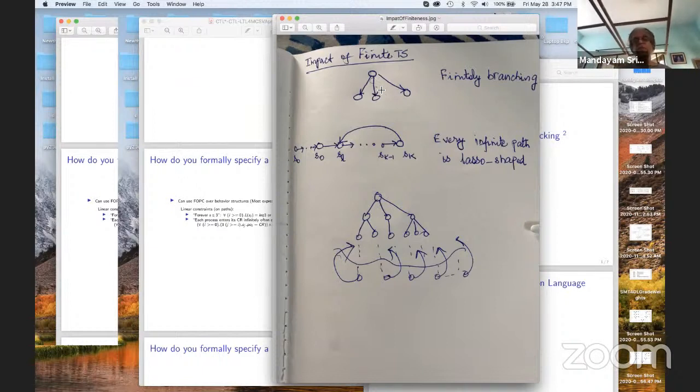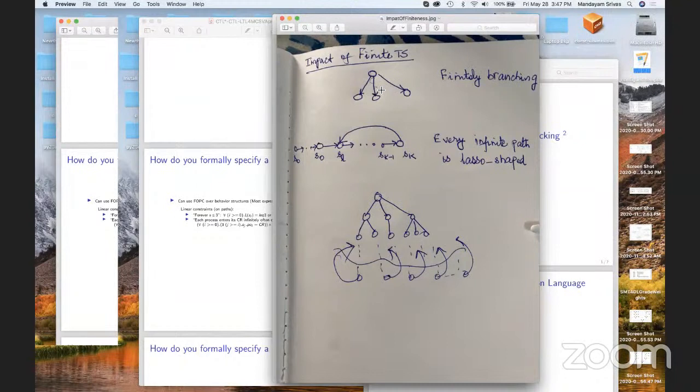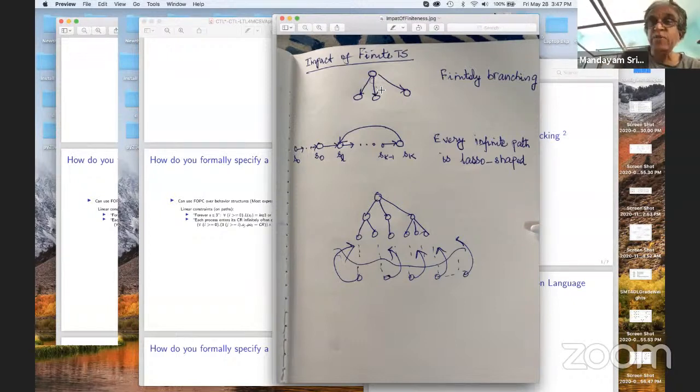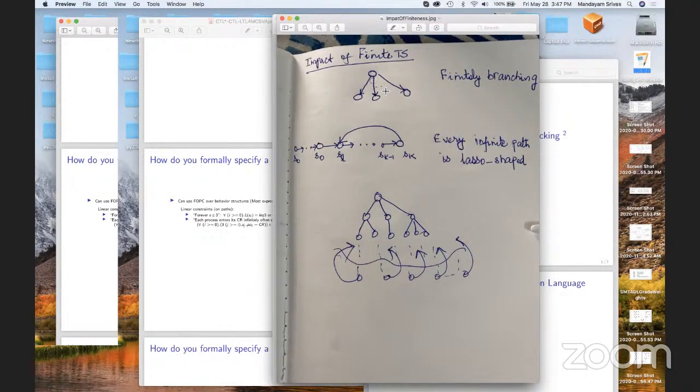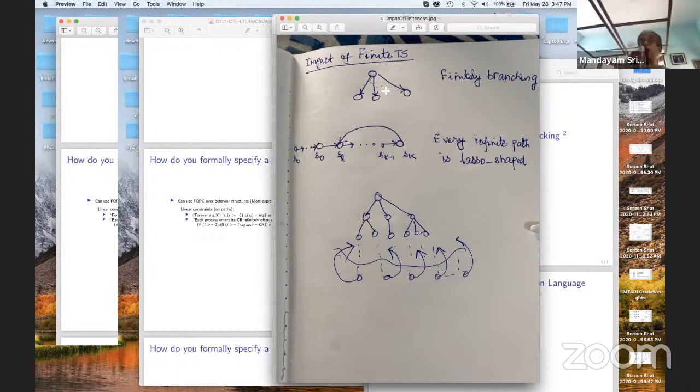So if the set of states is finite, then these are some observations. A transition relation T, which maps the current state to possibly a set of successor states, has to be finitely branching. Do you agree? If there are only finitely many states in your universe, and your transition relation is mapping a state, it can only be finitely branching. Do you agree? Yes, sir. Okay. Now that is one. Well, for an infinite state system, you can have infinite branching.